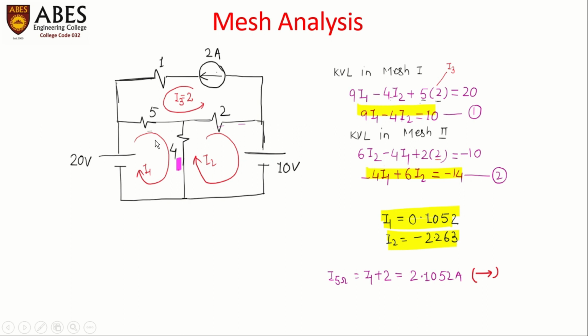Now I1 is flowing from upward to downward direction, and in the 4 ohm, I2 is flowing from downward to upward direction. So we have to write minus here. If the current I2 is assumed in anti-clockwise direction, then the directions of I1 and I2 would be the same for the 4 ohm resistance, and it would be taken as a positive sign. But both currents are in clockwise direction, and in the 4 ohm the directions of I1 and I2 are opposite to each other. That's why we have taken here minus 4I2.